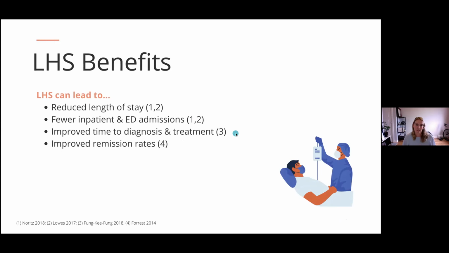Another learning health system study found that once they implemented their learning health system, which was on lung cancer, patients had a better or improved time to diagnosis and treatment. And then in another study, there were improved remission rates for patients after they created their learning health system.